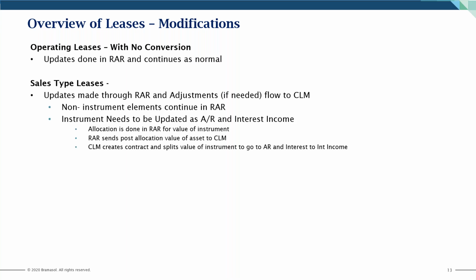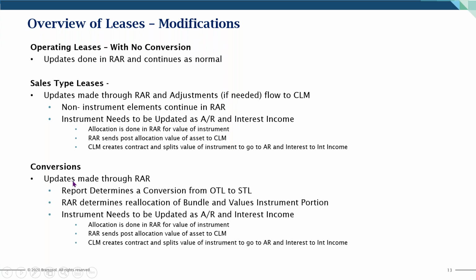The same is somewhat true for a sales type lease. If there's renegotiation of the interest rates, or anything going on with respect to that, again, the non-instrument elements will continue in RAR. The instrument will be updated, and we saw that when Sarah showed us that in CLM, and that will continue on, and we'll see the appropriate entries into the journal for the AP or the AR and the interest income.